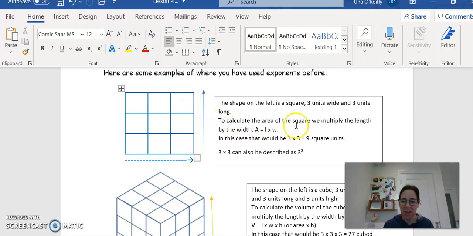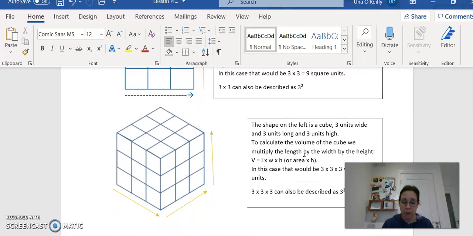To calculate the area of a square, we multiply the length by the width. Area is equal to length by width. In this case, that will be 3 by 3, 9 square units. 3 by 3 can also be described as 3 squared, okay? 9 is the same thing as 3 squared. That's where you'll see what we've done previously and how it relates to what you're doing today.